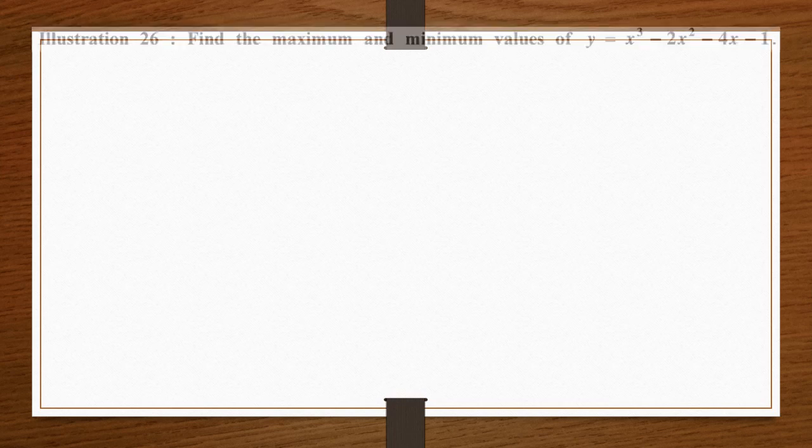Let us start with one of the illustrations of maximizing and minimizing of the functions. This is the concept which I taught you in the previous tutorial. We had only done one example of the said concept. So let us start this tutorial with one of the examples of the same.